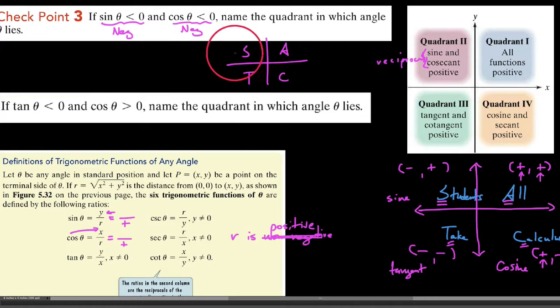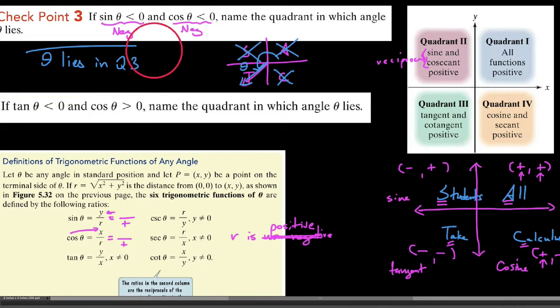We know that sine is negative, so this cannot be anywhere where sine is positive. It can't be in the first or the second quadrant. Sine is negative where our y values are negative. We also know that cosine is negative, and of these two quadrants, cosine is negative only in the third. So this angle theta has to lie in the third quadrant. We would say theta lies in quadrant 3.